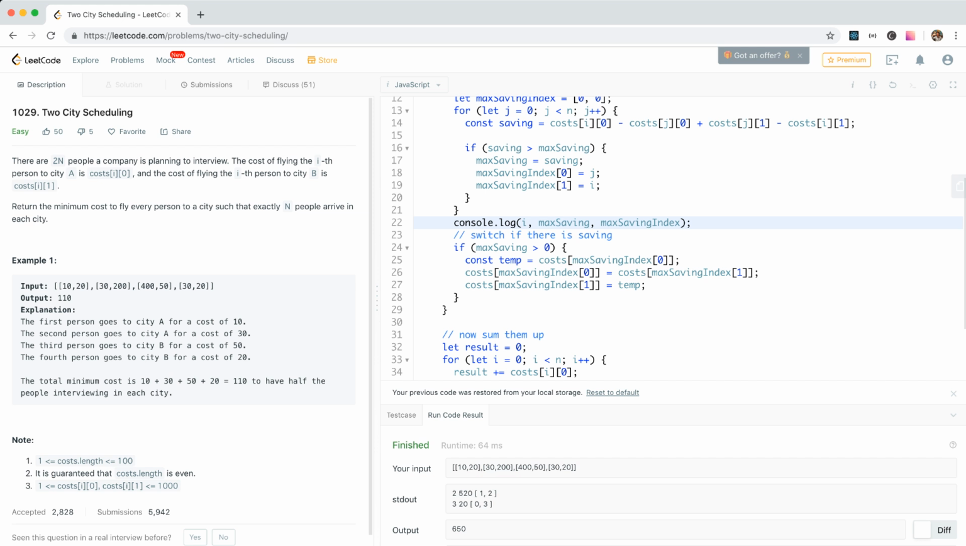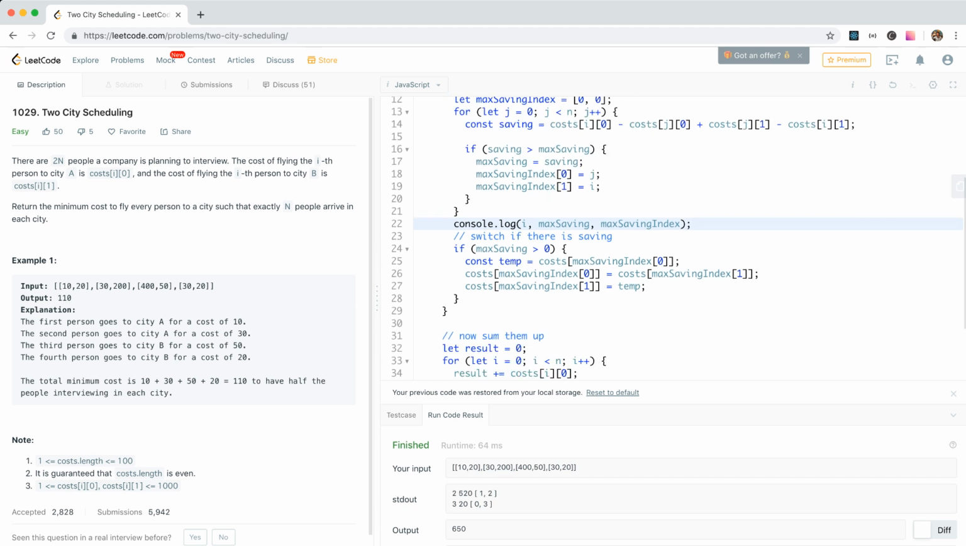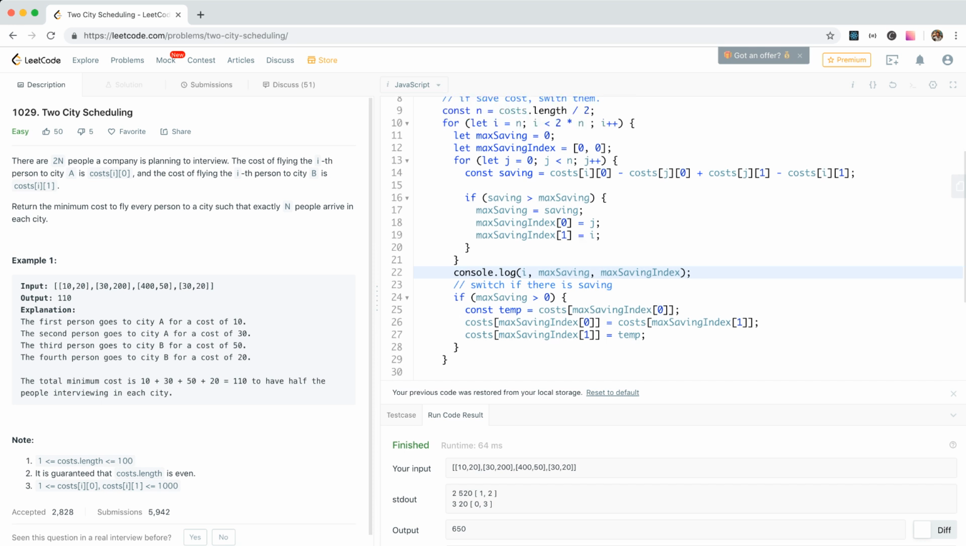Why are we switching it? I made a mistake with saving. Saving means how much you can save. Should it be j minus i? Because it's bigger than it, so you should save it. And for this one, the same thing is i minus j.